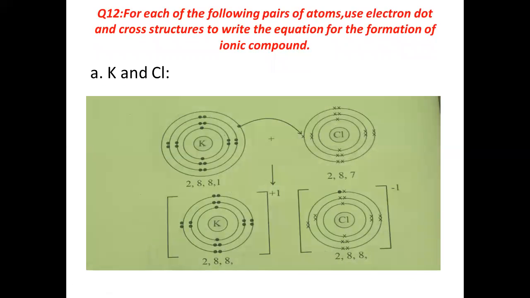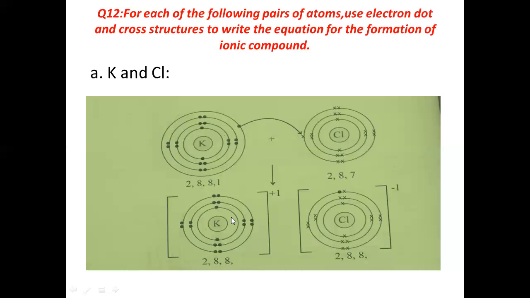The electron dot and cross structure for the formation of potassium chloride, you can see here in this image. Potassium has 2 electrons in the first shell, 8 electrons in the second shell, 8 in the third, and 1 electron in the outermost shell. This 1 electron it can easily lose. Then chlorine has 2 electrons in the first shell, 8 in the second, and 7 in the last shell. Potassium will lose that one electron and chlorine will gain that one electron. You can see this dot of the potassium electron gained by the chlorine atom.